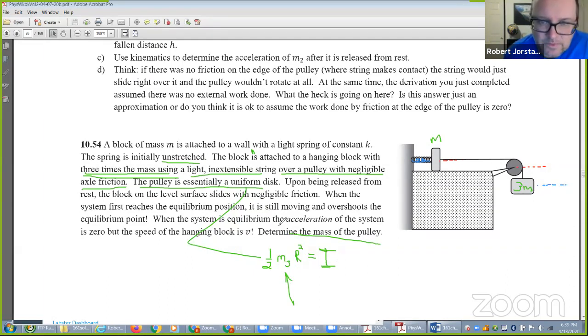All right, that's cool. Block released from rest. Okay, initial kinetic energies are all 0. Level surface, negligible friction. So I don't have any work done by friction. If you're curious, how would you get friction involved? Well, you just say mu is not equal to 0, and then you could do it, right? If you had a mu there, you could do this, but in this case, mu is 0. When the system first reaches the equilibrium position, it's moving. Okay, equilibrium position. This is getting messy.